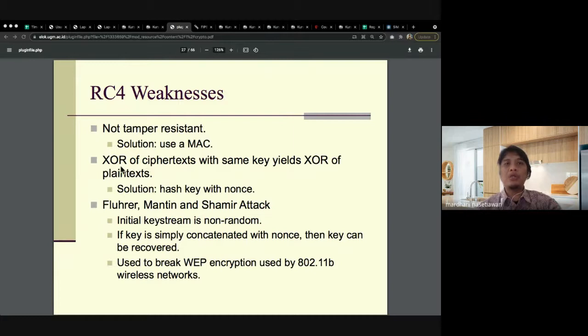And then the XOR of ciphertext with the same key also has a problem in here, so we're using the hash of the key with a nonce. In this case the weakness came from the Fluhrer, Mantin, and Shamir attack. The initial key stream is non-random. If the key is simply concatenated with the nonce, then the key can be recovered, and it was used to break WEP encryption used by 802.11b in wireless networks. So that is a very important point that we need to consider when using the RC4.